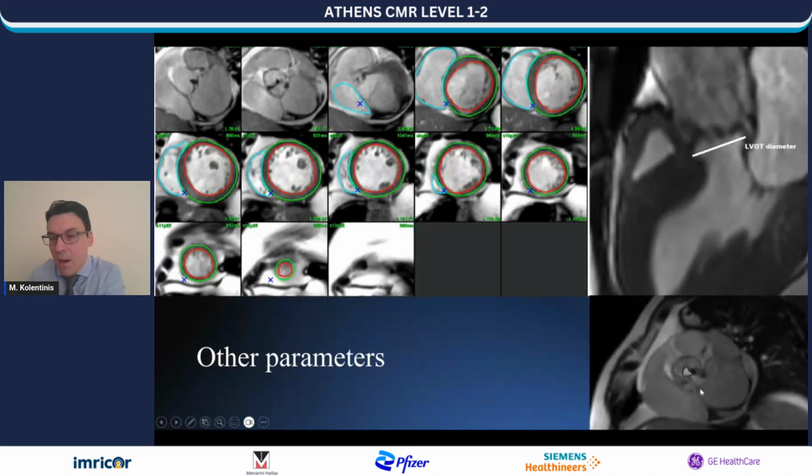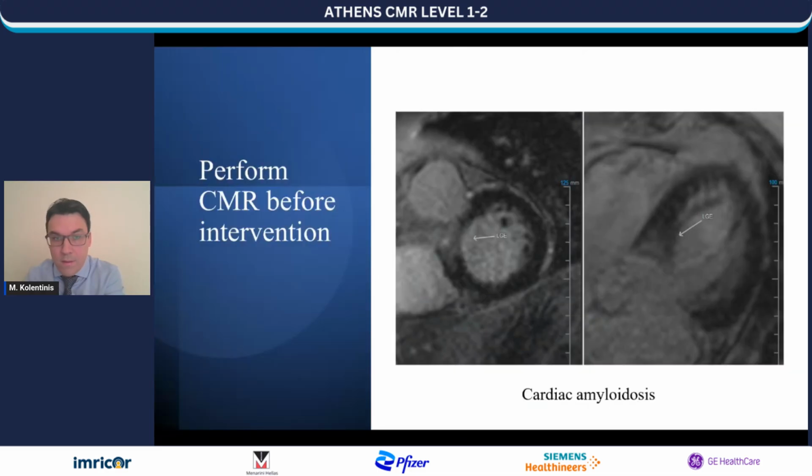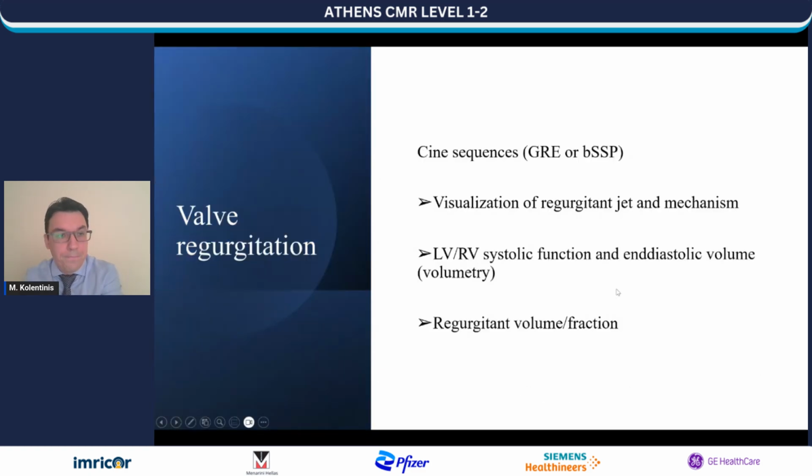I think CMR is maybe the best method along with CT that can calculate really well the true anatomical orifice. Always remember to perform CMR, especially in patients where we have a high suspicion before intervention, because they may present with cardiac amyloidosis, which may be visible. You can see here in the interventricular septum.